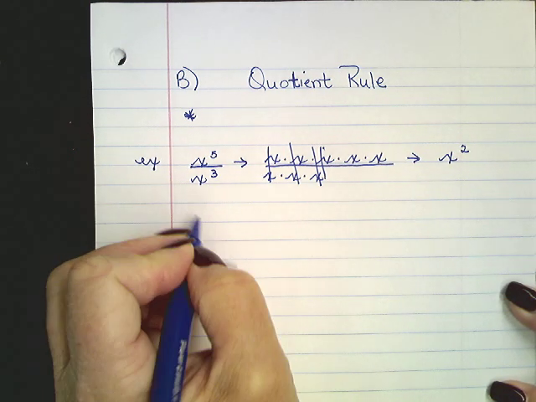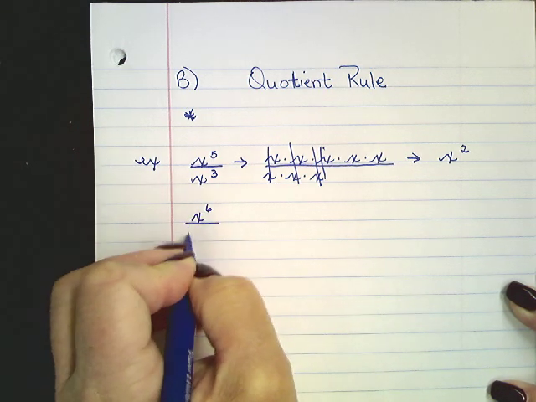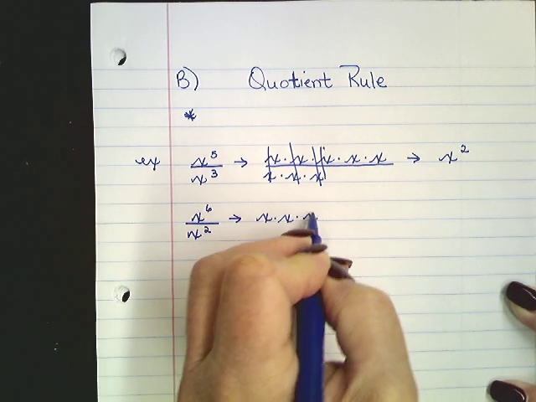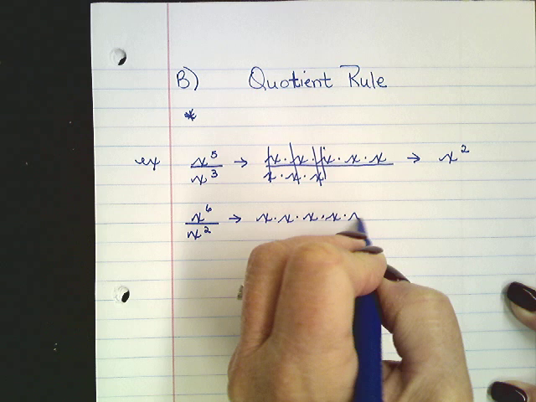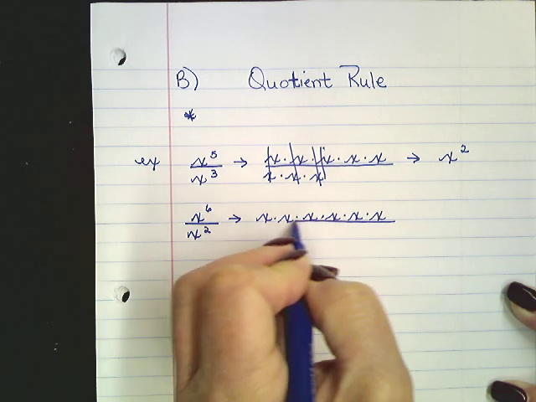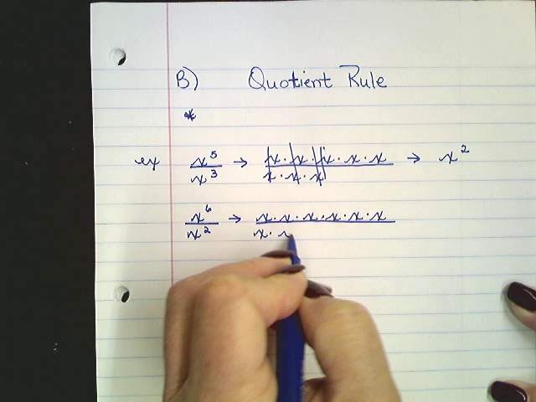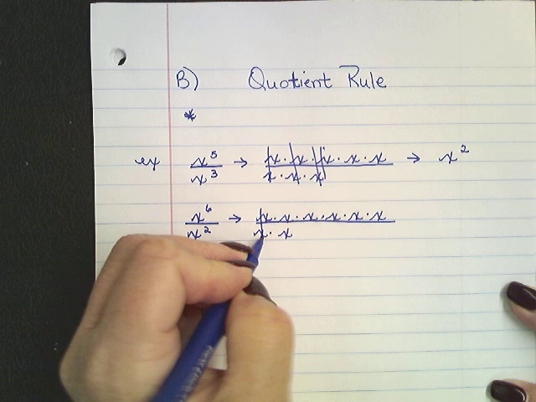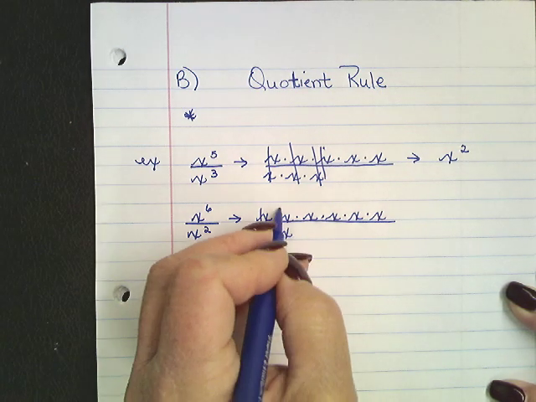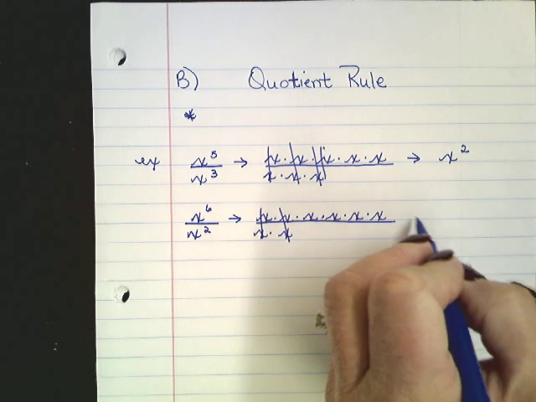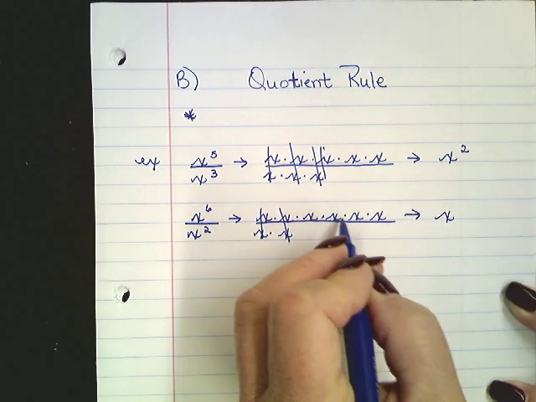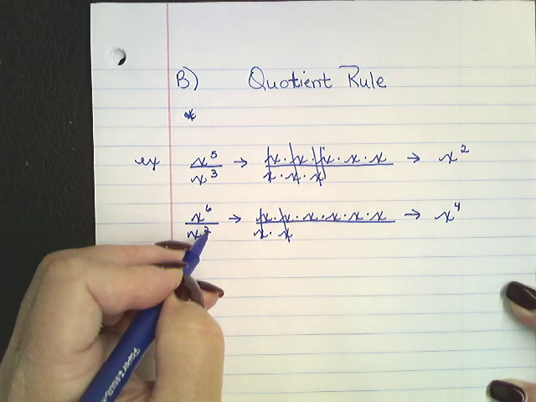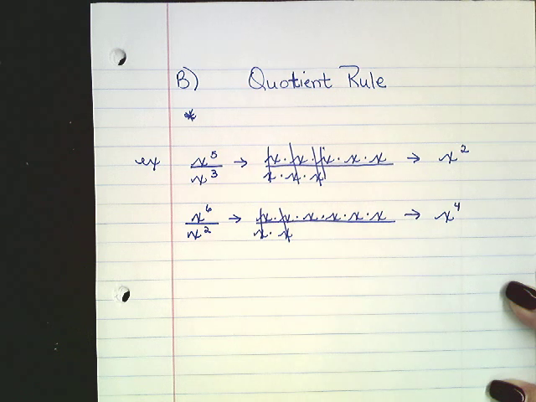Let's try another one. We have x to the 6th over x squared. Again, 1, 2, 3, 4, 5, 6 over 1, 2. So x divided by x is going to give me 1. They cancel each other out. x divided by x would give me 1. They cancel each other out. How many x's do I have left? 1, 2, 3, 4. So I started with x to the 6th divided by x to the 2nd, and I came up with x to the 4th.